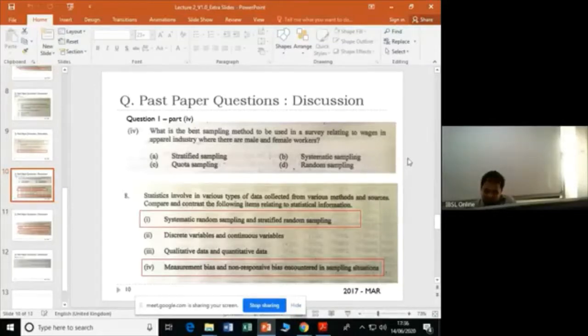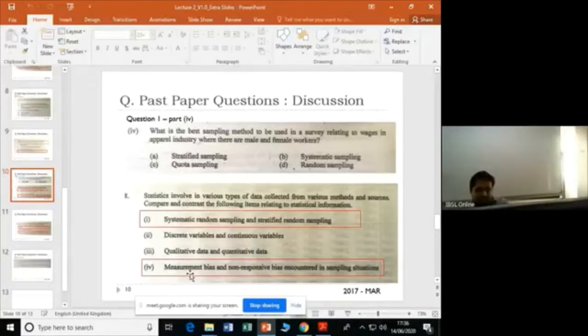We'll keep that question for a little while, and let's see question number 8 also. Systematic random sampling and stratified random sampling. You have to explain. 27th March, but we'll just take it for a while. Look at the other one. Sub-question number 4, measurement bias and non-response bias encountered in a sampling situation. See, so similar questions are tested again and again.